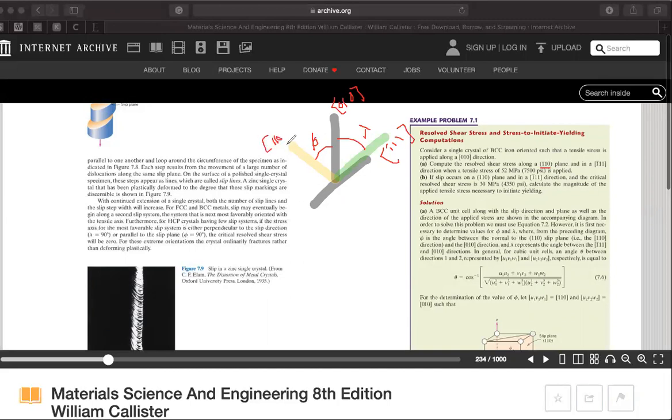Now all I need to do right now is to find the angles. I need to find lambda by considering these two vectors, or these two directions, and I need to find phi by considering these two directions.